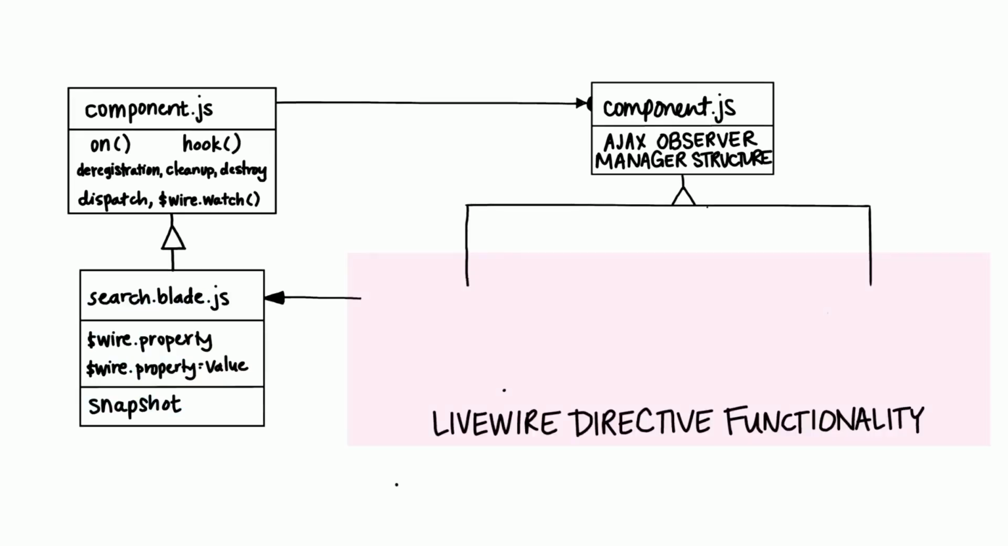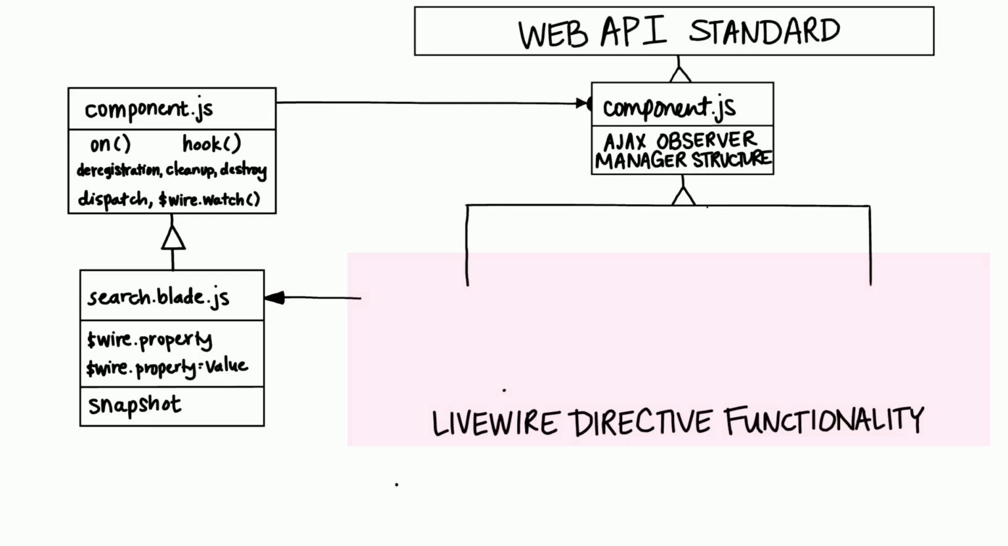And then the concrete subjects are the specific component, like I was talking about, the search component. It has a getter, a setter, and stores state inside it in the form of a snapshot, which is updated with the AJAX request. So lots of this behavior actually comes from web API standards, which are inherited and overwritten in the components.